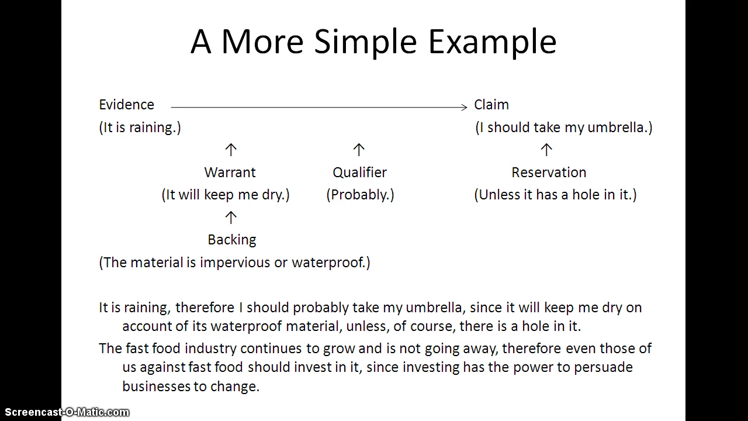So that second example really only has the evidence, the fast food industry continues to grow, the claim, therefore even those of us against it should invest in it, and the warrant, since investing in it has the power to persuade businesses to change. I think the Toulmin model is good for everyday logic, for abstract examples, and also for arguments that might have weaknesses in them. It seems like they provide lots of opportunity for debate in the Toulmin model.